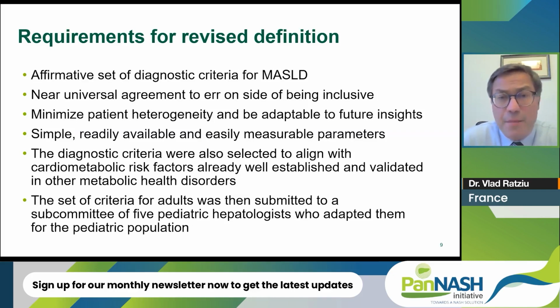The definition should be simple, readily available throughout the whole world, and should rely on easily measurable parameters. The diagnostic criteria should be selected in such a way as to align with already existing definitions, already existing measurements of cardiometabolic risk factors that have been well established and well validated in other disciplines. The set of criteria for adults would need also to be adjusted to the pediatric population.